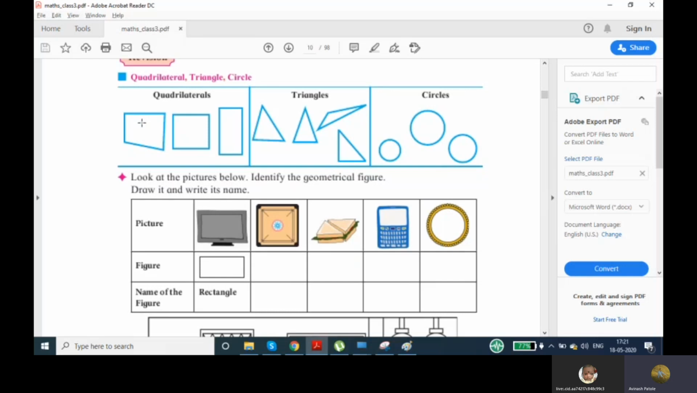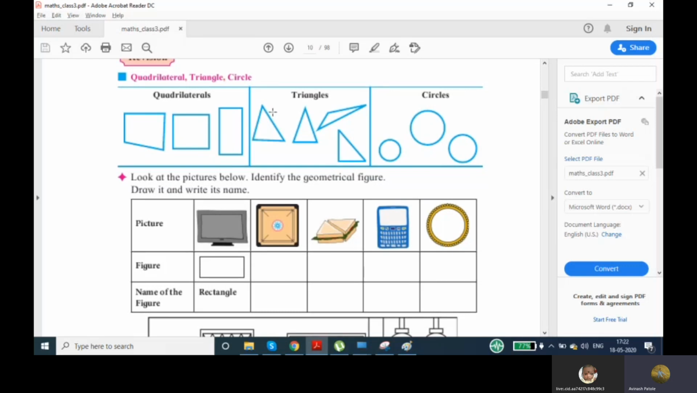If we look at the very first one, it has 4 lines, but we do observe that it is not exactly like a square. But if we look at the second one, it looks like a perfect square. If we look at the third one, it is a perfect rectangle. Let's go to the further section, triangles.